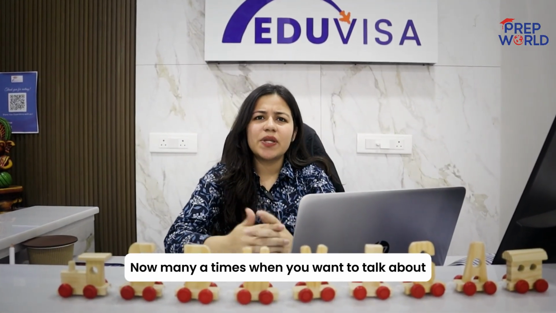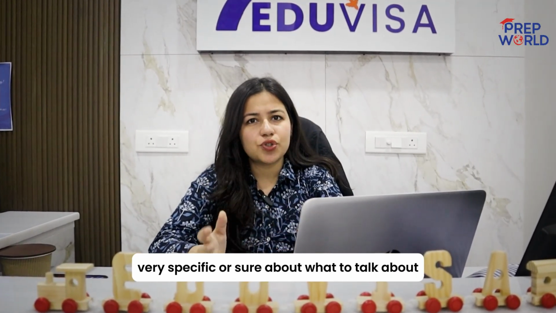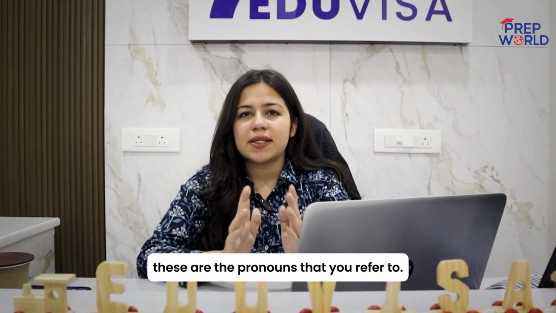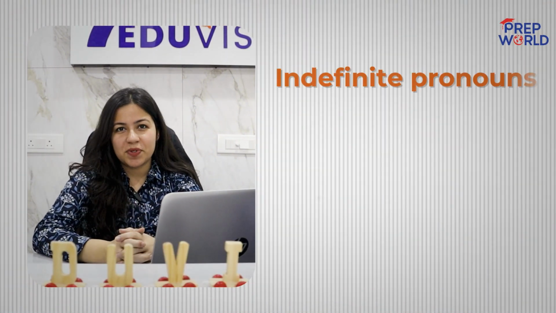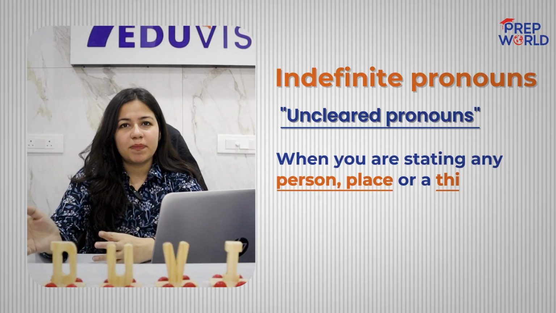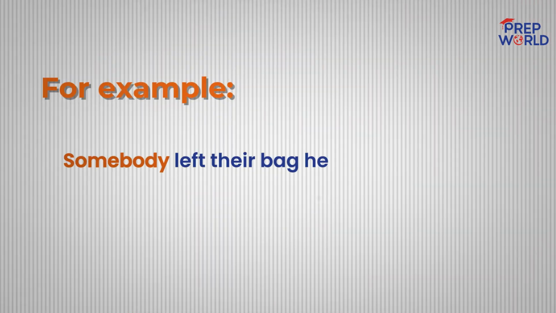Now, many times when you want to talk about something or someone, but you're not very specific or sure about what to talk about or whom to talk about, these are the pronouns you refer to. Now, this is your third letter, I, that is known as indefinite pronouns. These are the unclear pronouns. Indefinite pronouns are used when you are stating any person or a place or a thing, but not specifically to whom or what about. For example, somebody left their bag here.